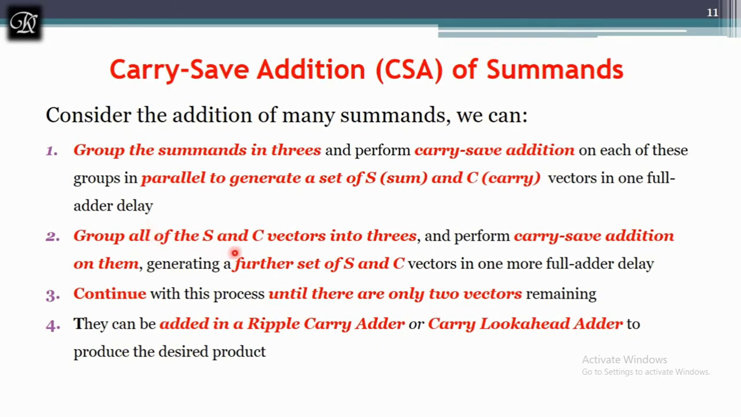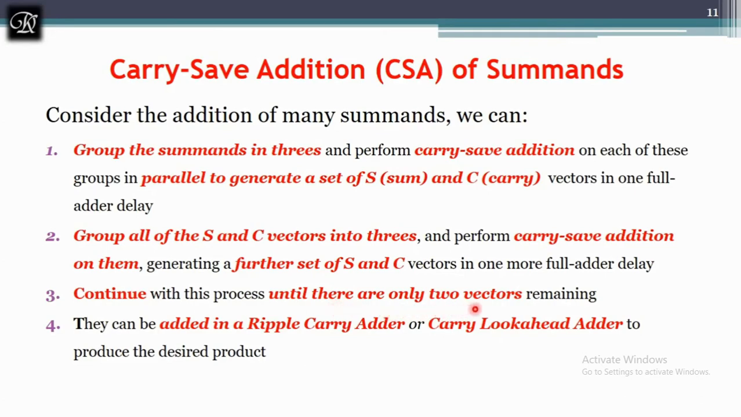Group all of the sum and carry vectors into 3 again. First you group the partial products, then you group the sum and carry and perform the carry save addition on them. It's a repeated task. First you target the partial products, then you target the sum and carry and generate a further set of sum and carry again, until you get only the final sum and carry, only 2. Until you can form groups of 3, you have to do this task repeatedly.